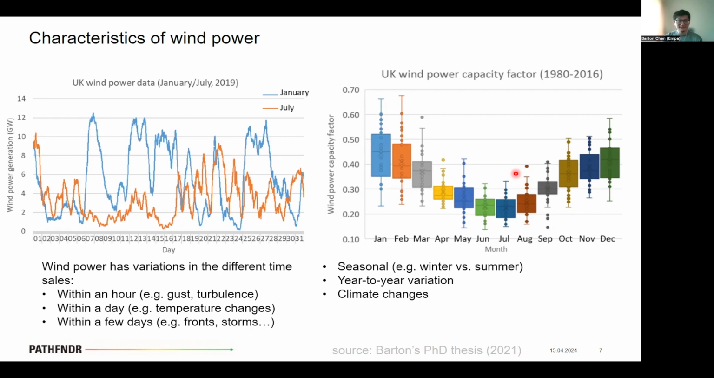And in a few days, you can see that could be some weather front or some storm coming. So you can have a continued couple of days of high or low wind generation. And at the end, for sure you have a seasonal variation and the yearly variation we have mentioned earlier. And in the even longer term, climate change could also impact the power generation in certain regions as well. So those are the factors that affect the intermittency of the wind power.